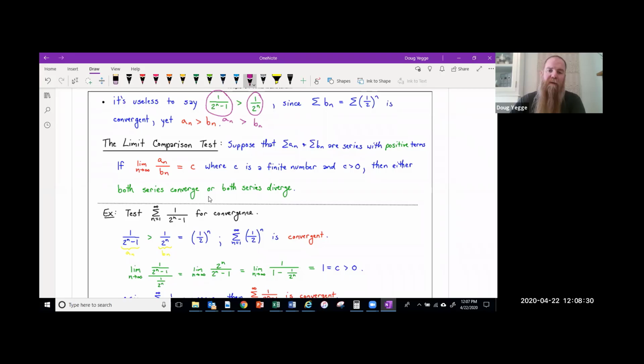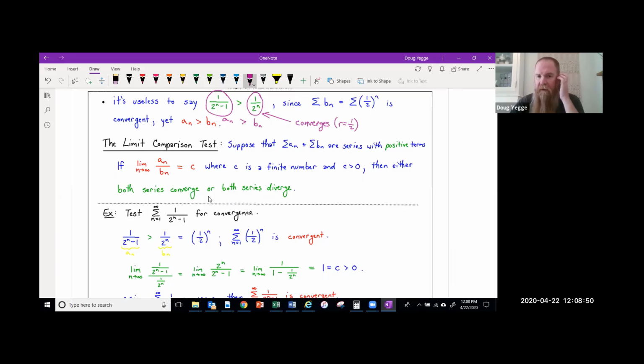But what do we know about b sub n? Does that converge or diverge? It's a geometric series where r is 1/2, so it obviously converges. R is 1/2.